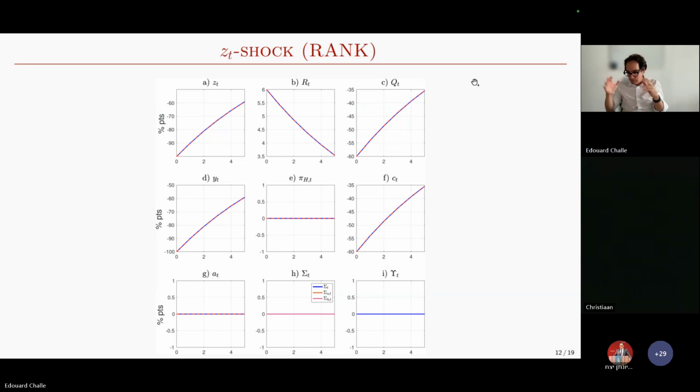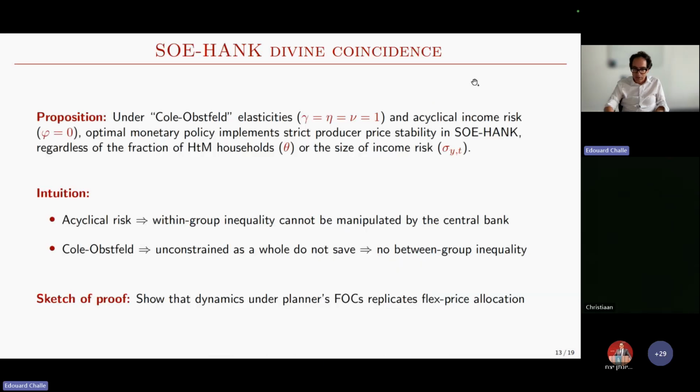And as you probably guessed, it exactly reproduces the flexible price allocation, which is the efficient allocation in this scenario. Okay. So this is the so-called open economy divine coincidence in RANK. Now, we generalize this result to HANK under some conditions. That's going to be the benchmark that we're going to be departing from afterwards. But first, we want a benchmark that we fully understand.